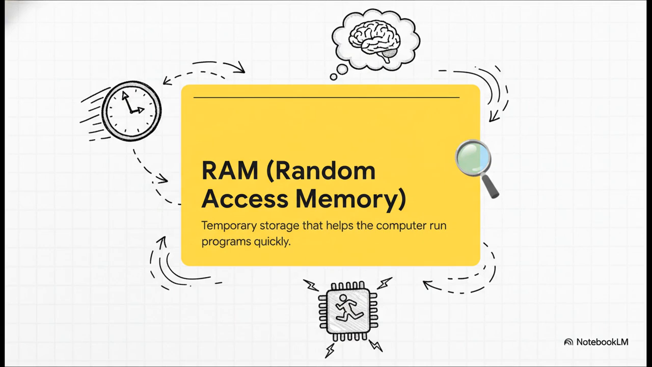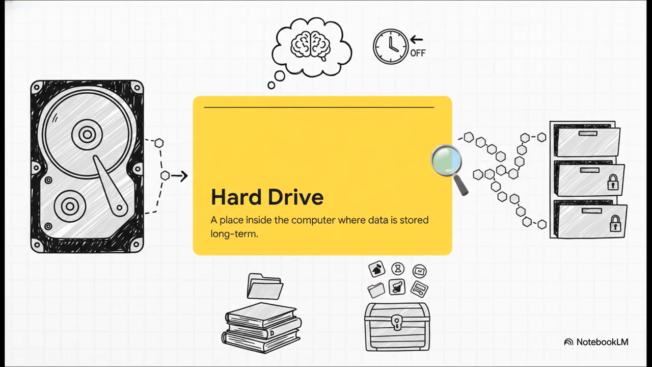Next, let's talk about RAM. RAM. This is Random Access Memory. You can think of RAM as the computer's short-term memory. It's temporary, but it's very important because it helps the computer run programs very fast. So if RAM is short-term memory, then the hard drive is the long-term memory. The hard drive is where all of your data is stored for a long, long time. Your files and photos are safe here, even when the computer is turned off.